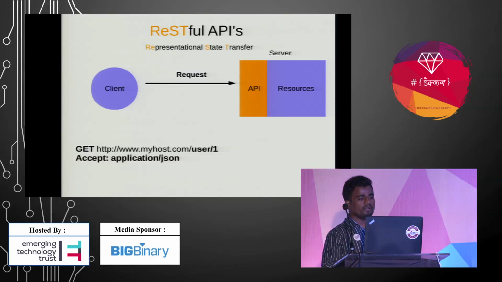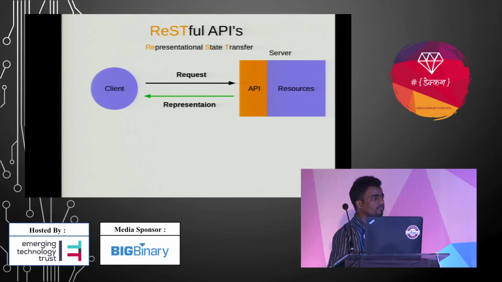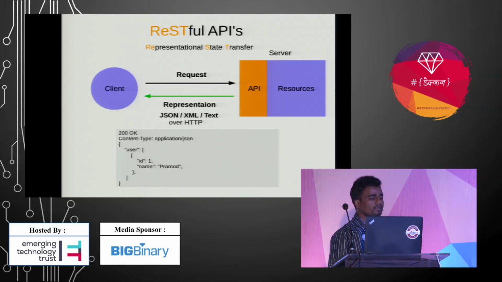So for example, let's say client requests to the server with a HTTP action, resource identifier, and a representation needed in a response. As requested by a client, server returns a representation in requested format.